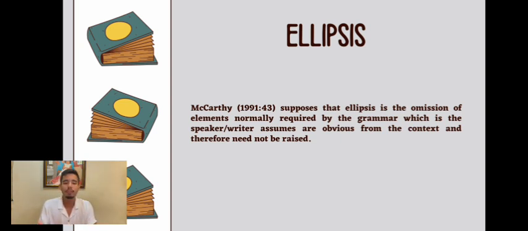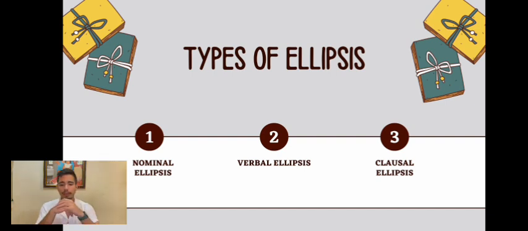When talking about types of ellipsis, we need to keep in mind that there are three different types: the nominal ellipsis, the verbal ellipsis, and the clausal ellipsis. Talking about the nominal ellipsis, it involves the omission of a noun head word, as I said before. A noun head word is the principal noun, the main noun, basically the most important noun in the sentence, or the only one.